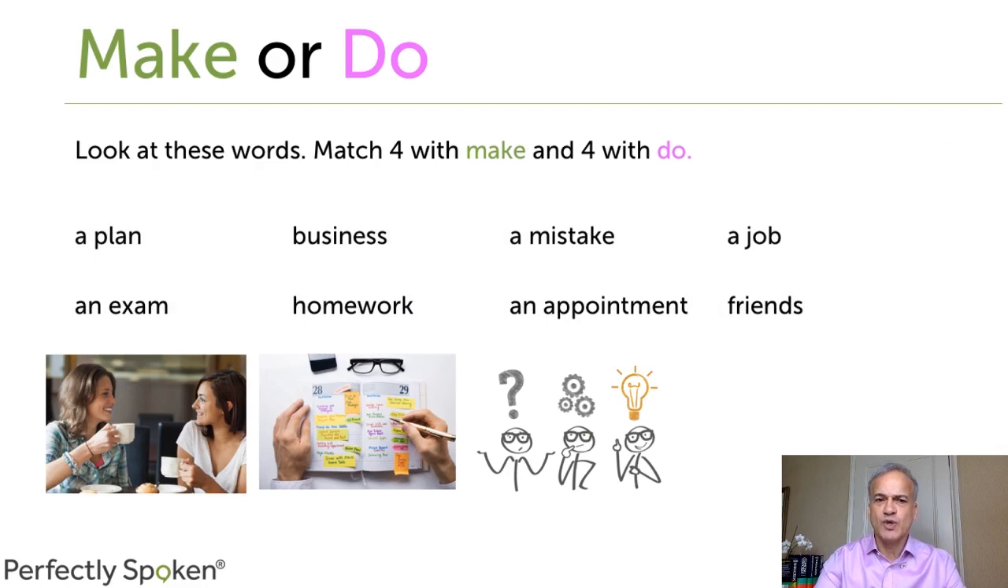Make or do, we've got 4 with make and 4 with do. A plan, business, a mistake, an error, a job, an exam, homework, an appointment, friends. Do you make a plan or do a plan? Pause. Say the answers. Let's check.